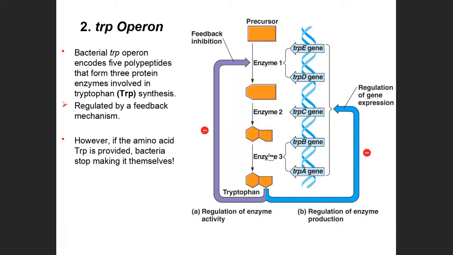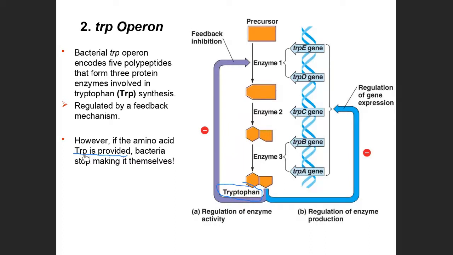Now listen carefully. The way it works here in a trp operon, gene expression is normally on. One mRNA is formed using these 5 genes, translated into 5 polypeptides that form 3 protein enzymes. These 3 protein enzymes, working as a group, catalyze a series of chemical reactions beginning with a precursor that eventually results in the production of tryptophan. Gene expression of this operon is on unless tryptophan is provided in the surrounding environment.